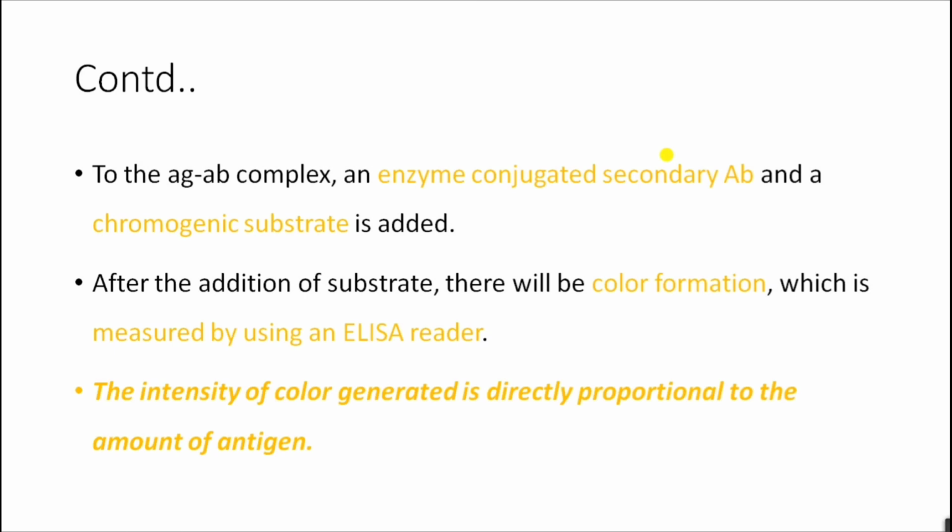In sandwich ELISA, or in direct ELISA, the intensity of color generated is directly proportional to the amount of antigen, which means if you get more colored end product, you have that much antigen in your patient sample. Or if you're detecting an antibody, the result would be that the intensity of color generated is directly proportional to the amount of antibody in the patient sample. So how much color is produced at the end of your reaction, that much antibody is there in the patient sample.